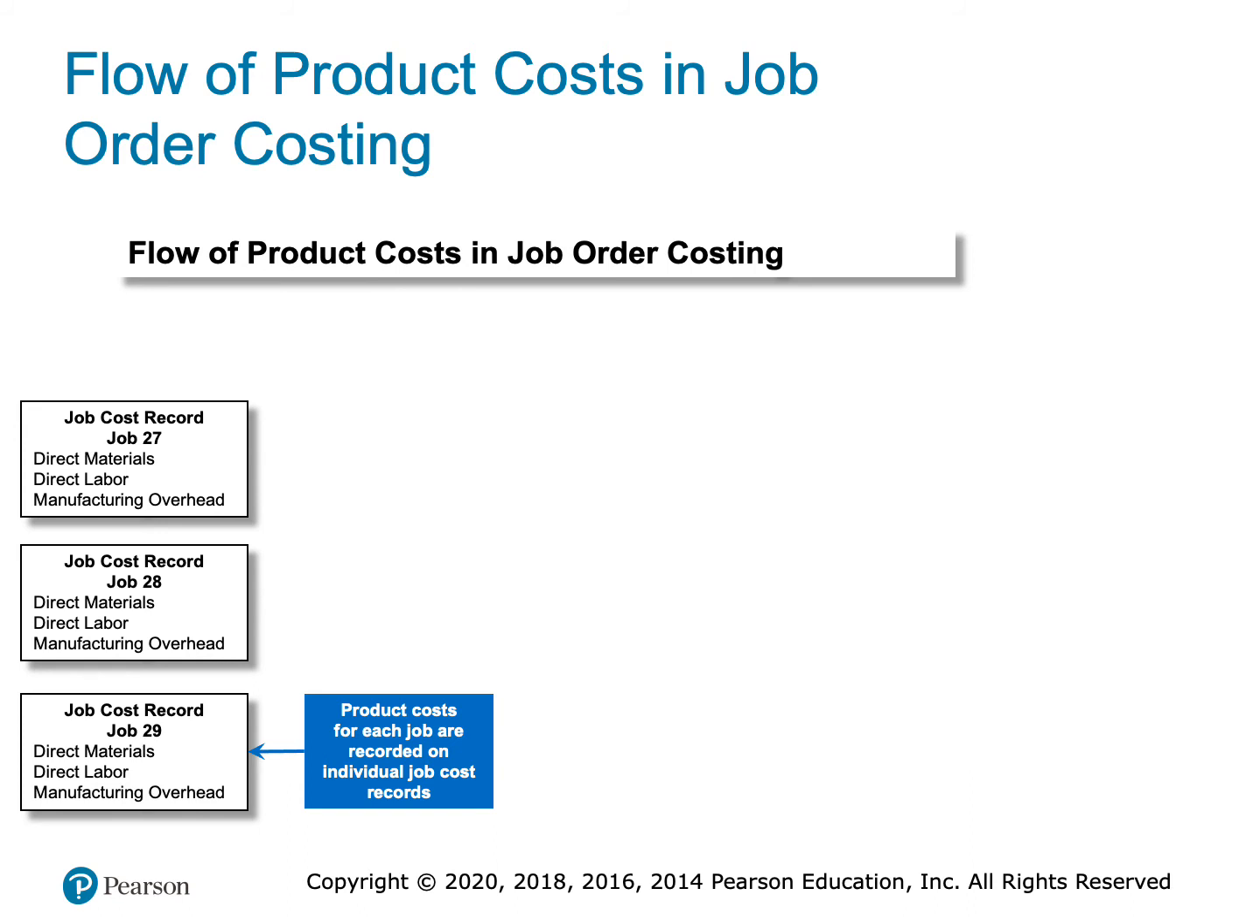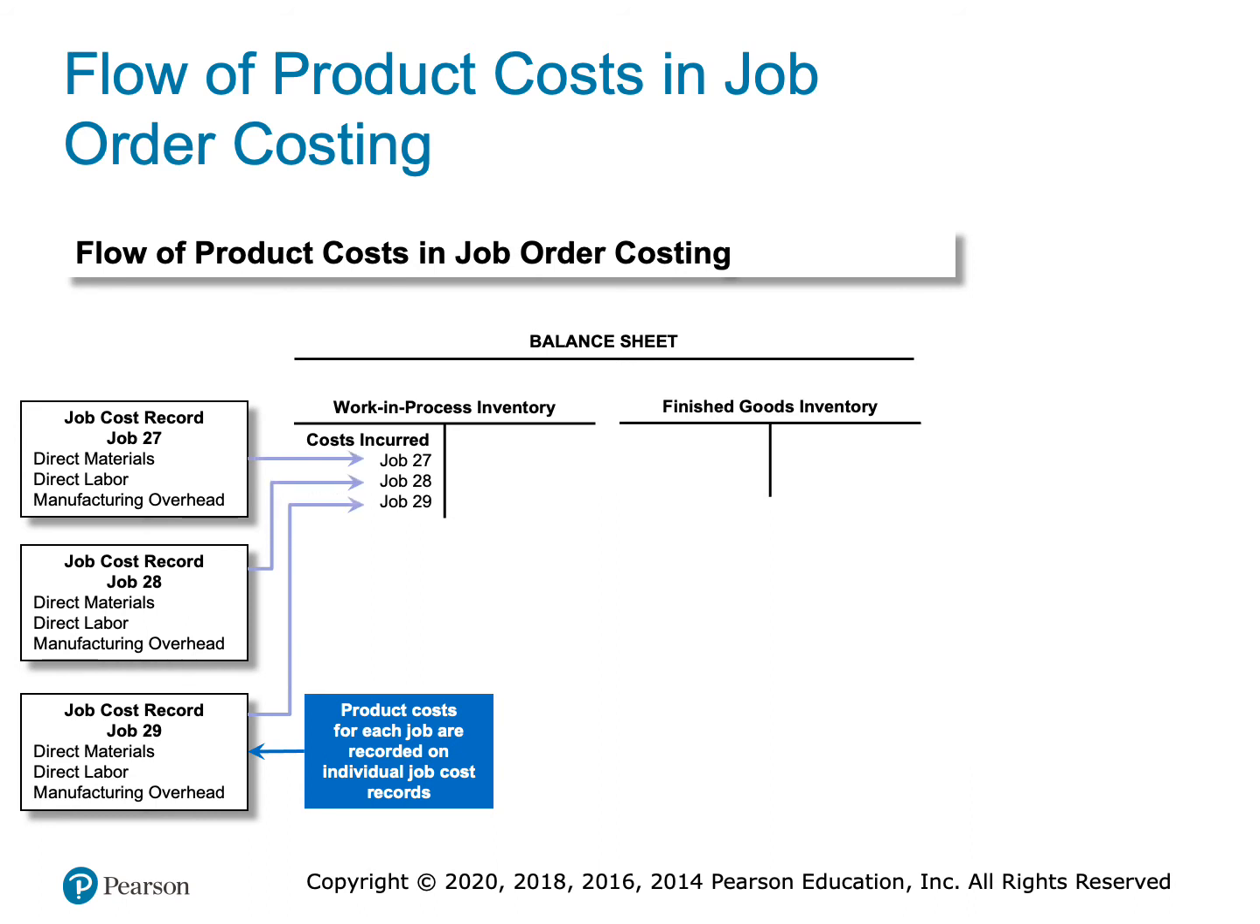Now, usually as a company, we're going to have multiple jobs that we're working on. So we're going to have multiple job cost records. In this example, we numbered them job 27, 28, 29. You may choose to name them a different way, but you've got multiple job cost records. So your work in process account is all of the jobs that you're working on.